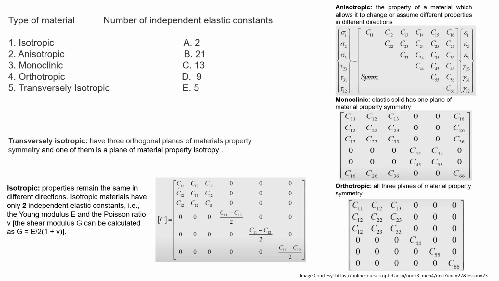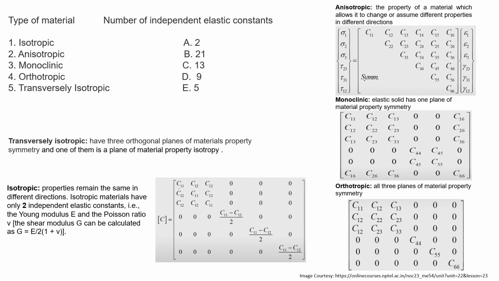The type of materials and the number of independent elastic constants. So types of materials that we have studied are anisotropic, which is the property of a material which allows it to assume different properties in different directions. Monoclinic, which is an elastic solid, has one plane of material property symmetry. Orthotropic, all three planes of material property symmetry. Transversely isotropic, have three orthogonal planes of material property symmetry, and one of them is a plane of material property isotropic. And isotropic, where properties remain the same in different directions.